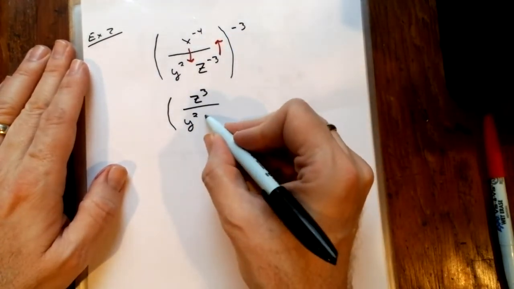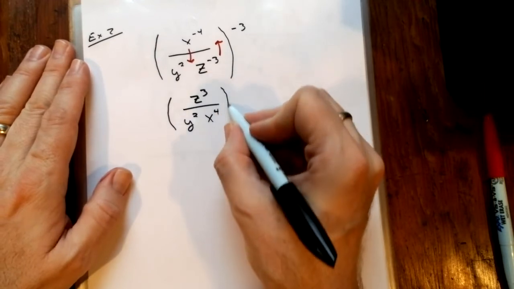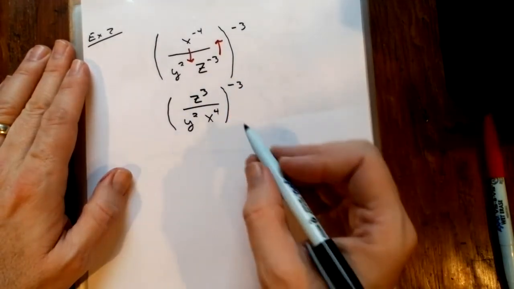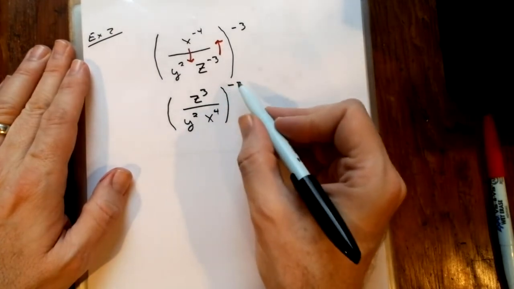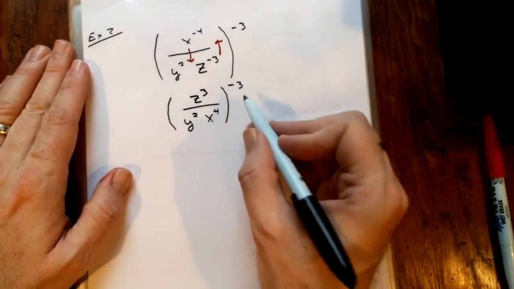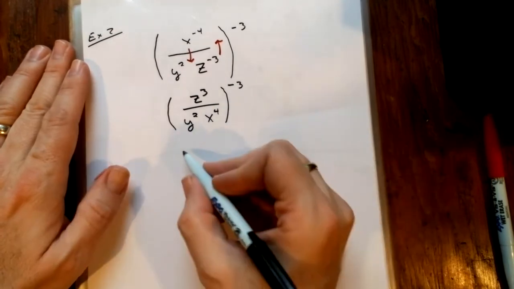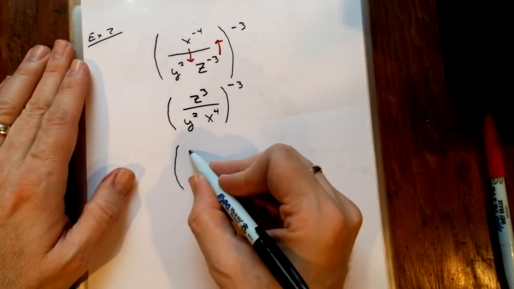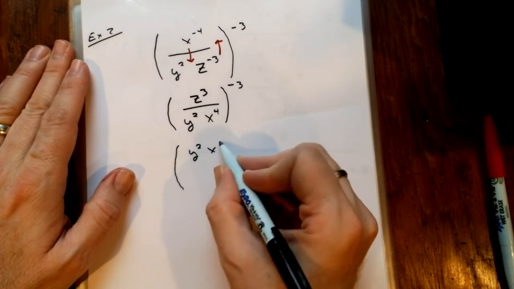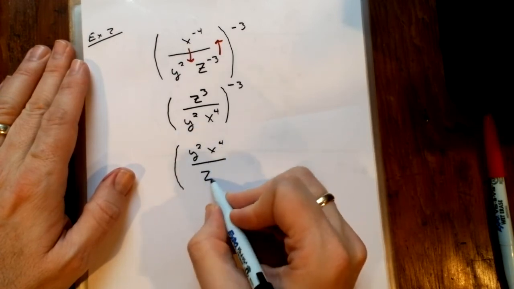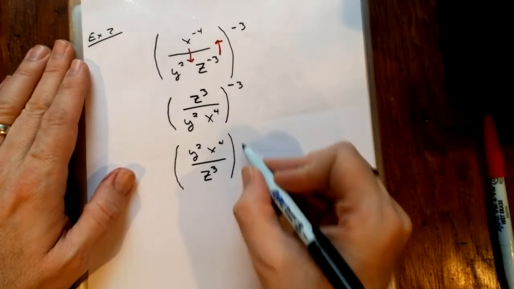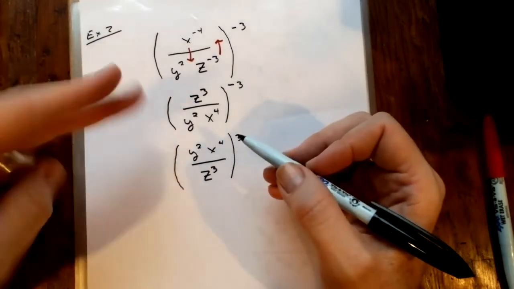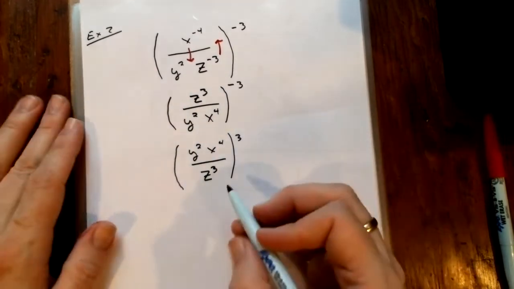Then I've got my x to the positive fourth now, all to the negative third. Now I'm going to deal with the power rule, and I'll deal with the negative on that before we do anything else. So I'll resolve that negative first. That'll be y squared x to the fourth over z cubed. So the negative exponent basically takes the reciprocal of a term.